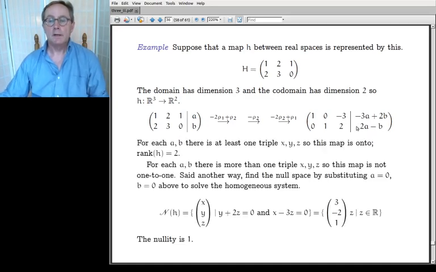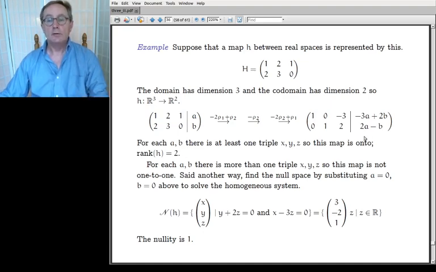For each A and B, there's at least one x, y, z that works. And you can see that the map is onto, since the output space, the codomain space, has dimension 2, because that's the number of rows in the starting matrix. Since the codomain space has dimension 2, the rank of the map, it covers the entire codomain space. That's what onto means. The rank of the map is 2.